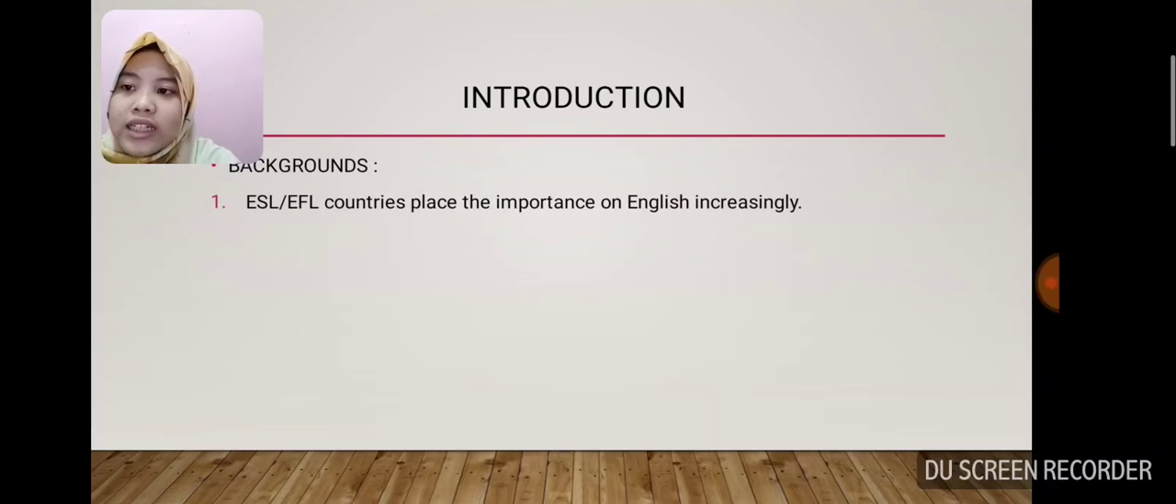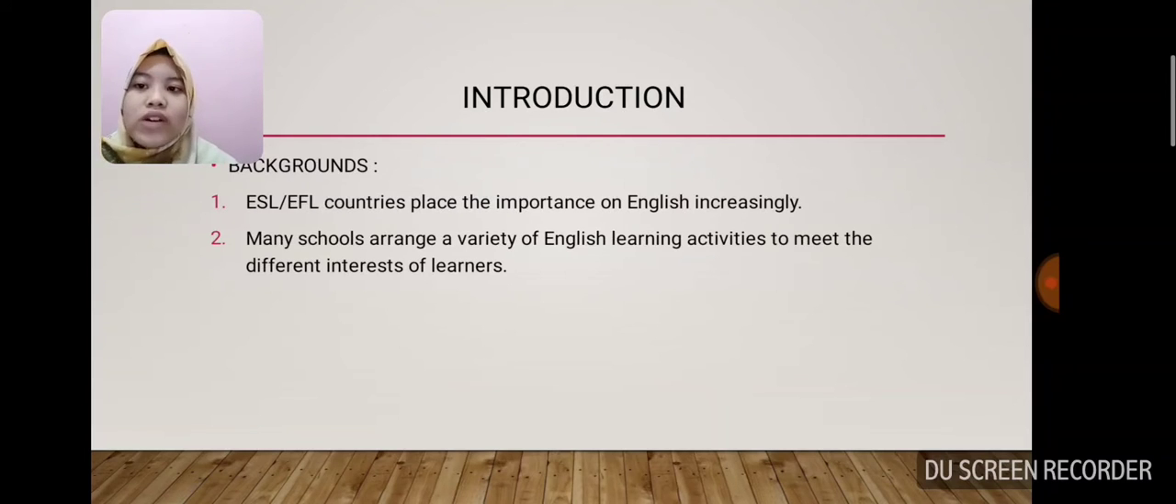And the second is that many schools arrange a variety of English learning activities to meet the different interests of learners. For example, Konkan University also has this policy. That is, it focuses on producing quality students by using student-centered learning, with the belief that learning activity will go well if teachers know and understand the nature of learners.